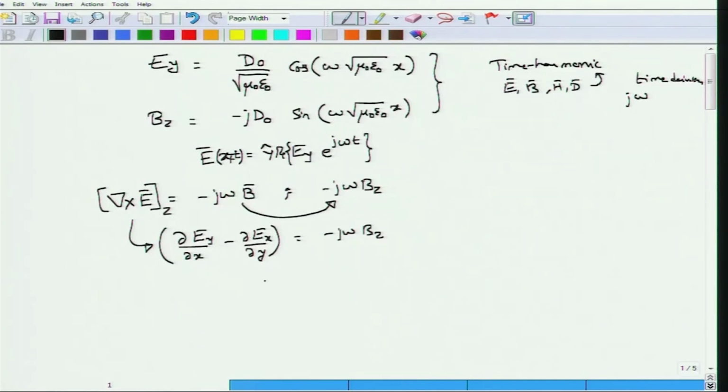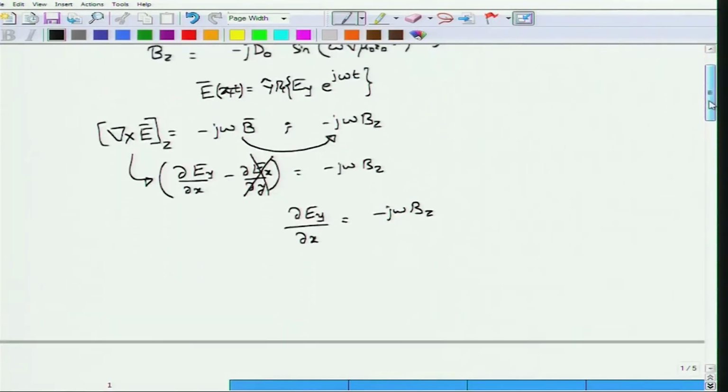What are the values of electric fields that we have been given? We have been only given the Ey component, the Ex component is 0, and therefore this term goes away, right. So now that the term has gone, we are reduced to a simple equation: del Ey by del x is equal to minus j omega Bz. What is the next step? We substitute for the corresponding values, right?